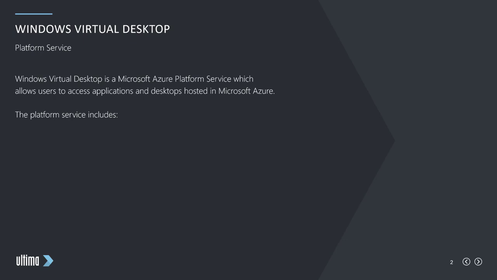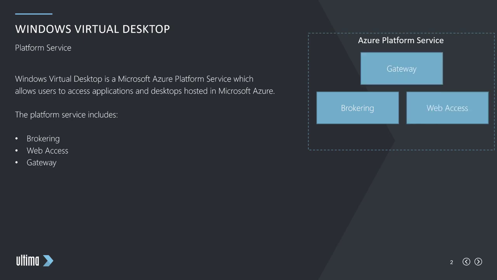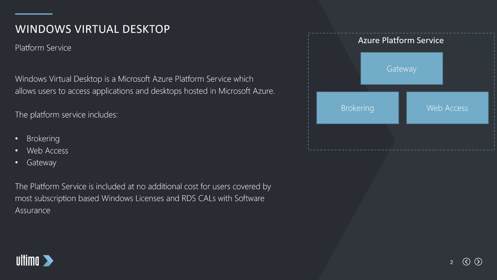Firstly, Windows Virtual Desktop is a Microsoft Azure platform service which allows users to access applications and desktops hosted in Microsoft Azure. And that's an important consideration, that the resources have to be hosted in Microsoft Azure. The platform service includes capabilities including brokering, web access, and gateway services. So all of the constituent parts required to provide remote access to workloads running in Azure. The platform service is included at no additional cost.